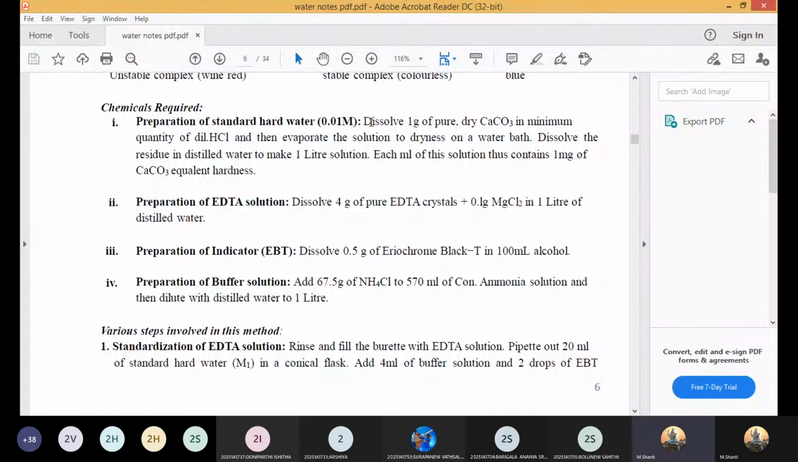Okay, so this is the preparation of standard solution of CaCO3. Dissolve 1 gram of CaCO3 in minimum quantity of dilute HCl and then evaporate the solution to dryness on a water bath. Okay, this is the procedure. And dissolve the residue in distilled water to make 1 liter of solution. Now this is the procedure you have to follow for calcium carbonate.